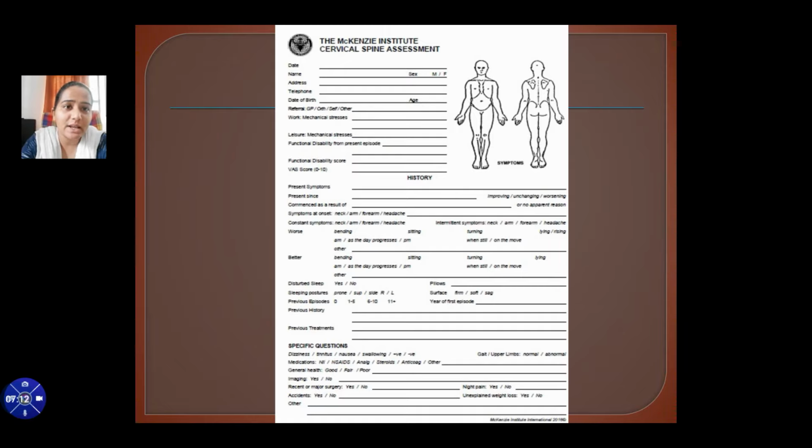Previous history and previous treatment. As I told you already, if the patient has a past history of neck pain and has taken any treatment, whether physiotherapy treatment or medical treatment, you have to mention it here, because that will give us an idea of what will work for the patient and what will not work for the patient.